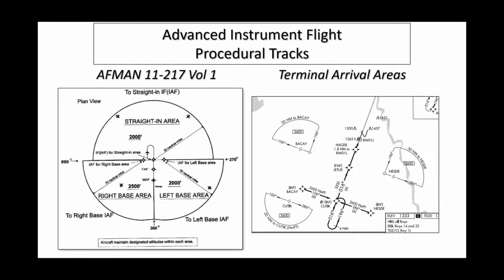RNAV procedure track approaches have what are called terminal arrival areas, or TAAs. For more information, I suggest you review IN2-17 Volume 1 and various online FAA resources that discuss TAAs.